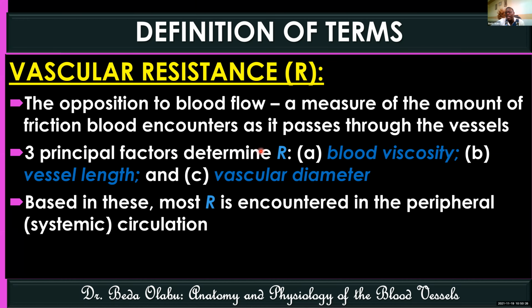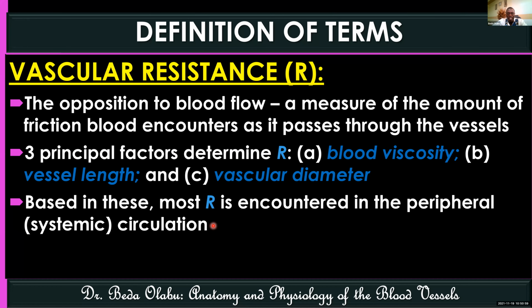Remember, the aorta and pulmonary trunk are closer to the heart. They are very wide, so they don't give us much resistance. Even the larger branches of the aorta still have a wide lumen, and so they don't give us much resistance. But as you move further away from the heart, the lumen of the vessels narrows, and so there's a lot of resistance away from the heart.